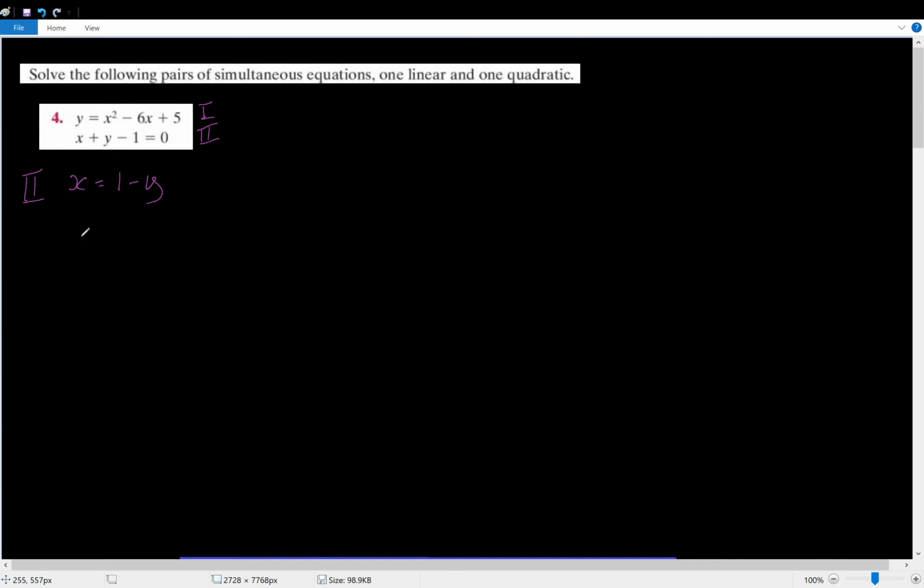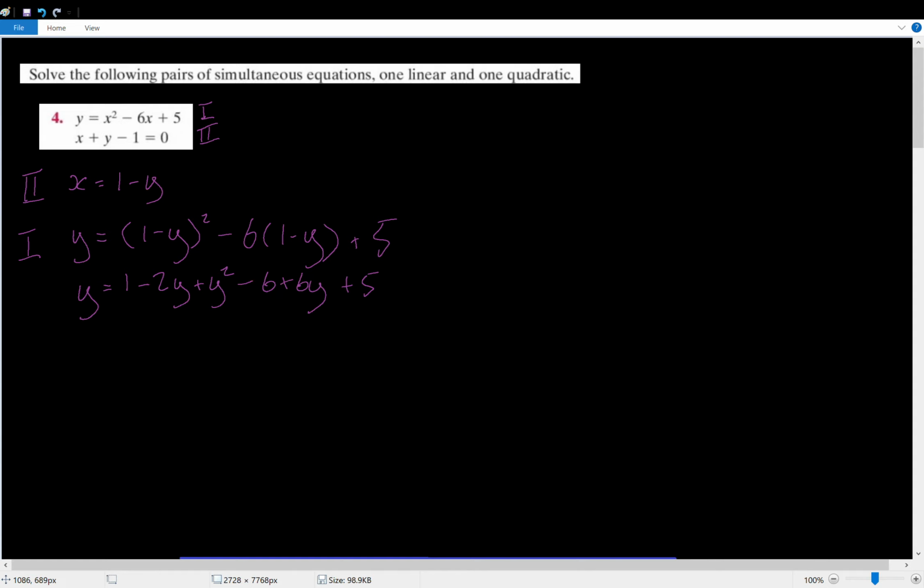Now we're going to take the value for x that we just found, which is 1 minus y, and put it back into our equation 1 in place of x. So now in our equation 1 we have y is equal to (1 minus y) all squared minus 6 times (1 minus y) plus 5, like that. And now we're just going to multiply all this out. So we still have our y over here, and then we square that out. It's going to be 1 minus 2y plus y squared, and that's going to be minus 6 plus 6y plus 5.